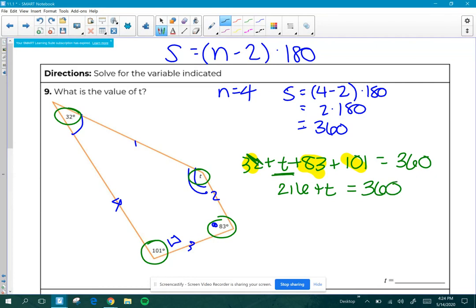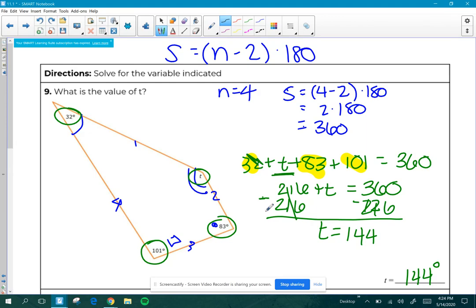And then I need to solve for t. I need t to be by itself. So subtract 216 from both sides. Then t equals 360 minus 216, 144. So my t is 144 degrees.